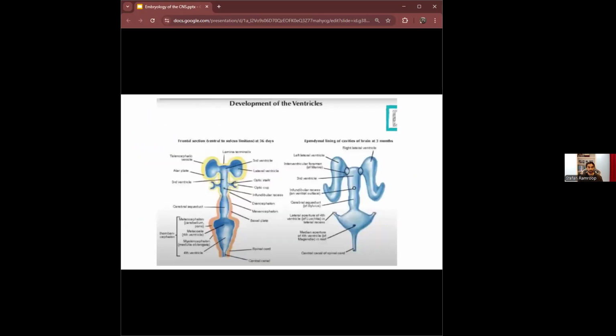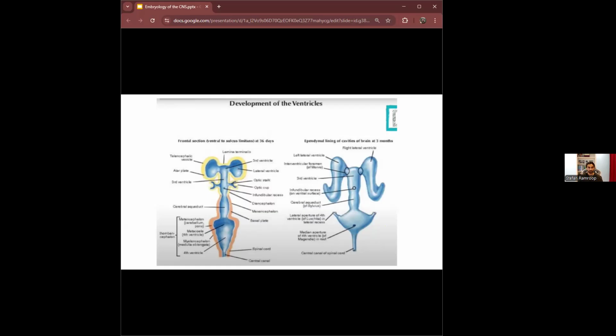So just a touch on ventricular development. The diagrams here show development of the ventricles at day 36 compared to 3 months in. At day 36, you can see that the brain is still basically a series of hollow vesicles. You can see your prosencephalon, your mesencephalon, and your rhombencephalon, each with a central cavity. Those cavities will eventually become your lateral, third, and fourth ventricles. You can see that the cavities are still relatively straight and continuous, and there's minimal bending at this point because the brain hasn't developed its full flexures yet.